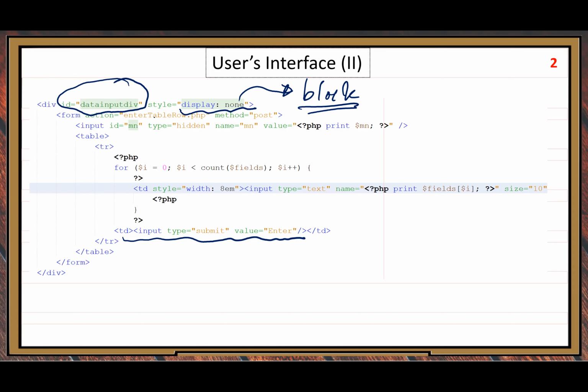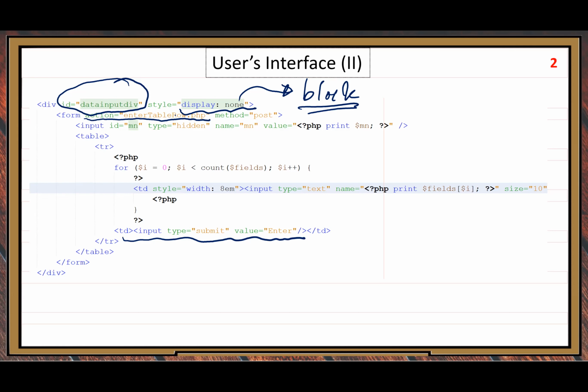Enter table row, this PHP. So we call enter table row. Submit. You submit the data, and you use the backend enter table row.php to process that data. That's simple. This is the first feature.